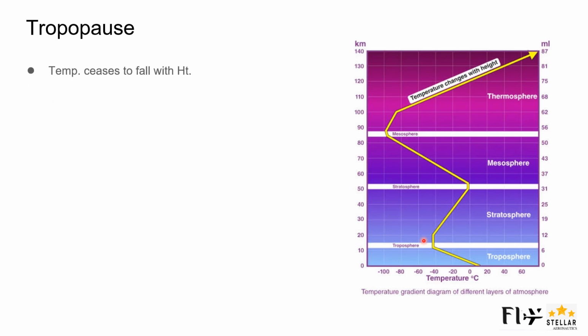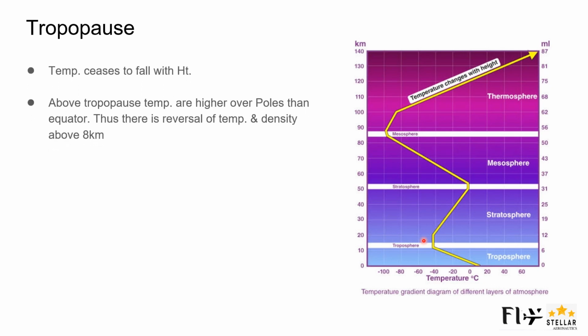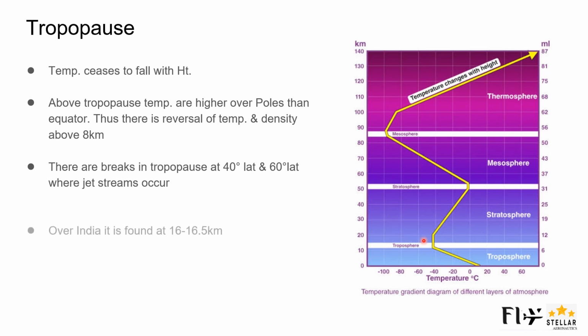Above tropopause, temperatures are higher over poles than equator. Thus, there is a reversal of temperature and density above 8 km. There are breaks in tropopause at 40-degree latitude and 60-degree latitude where jet streams occur. And in India, it is found at 16 to 16.5 km.